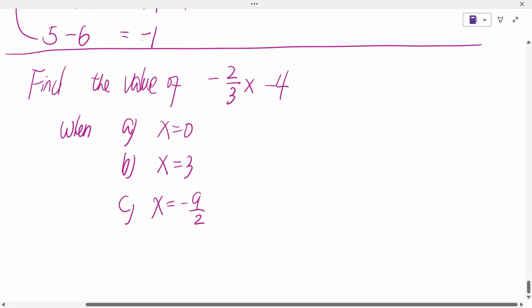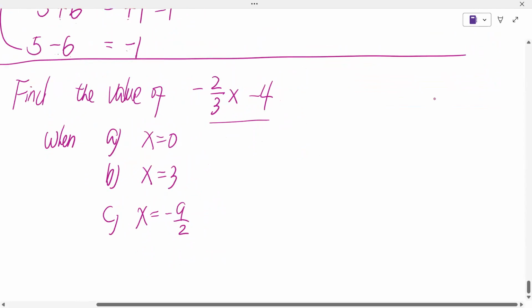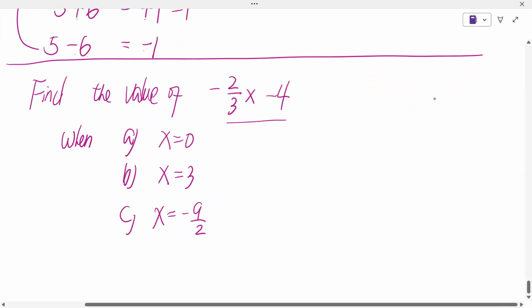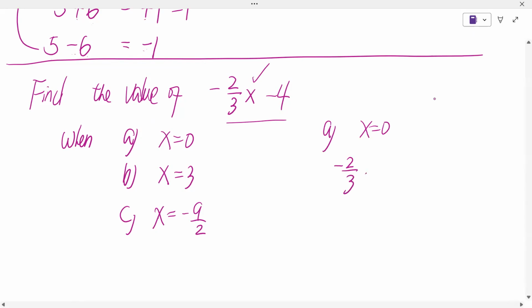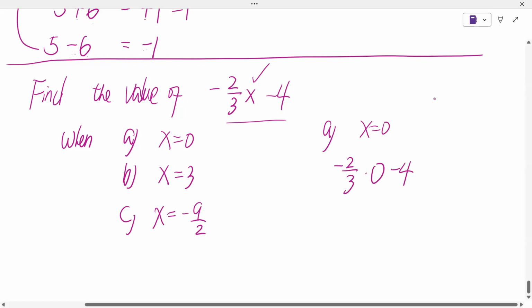First one, so this is our algebraic expression, right? And then first one, x equals 0. That means you're going to go back to the expression and replace x with the 0. It's x times 0. So you get negative 2/3 times 0 minus 4. And any number times 0 is 0, right? So any number times 0, that's 0 minus 4. 0 minus 4 is negative 4.